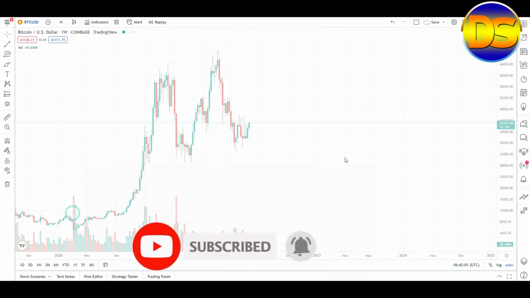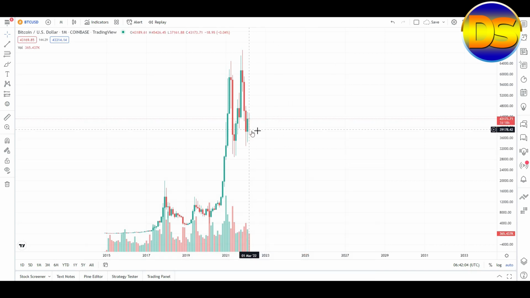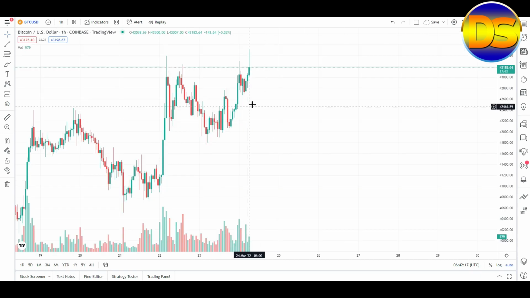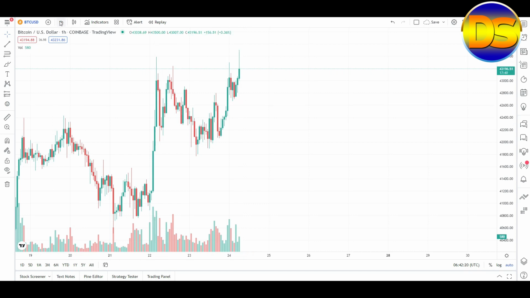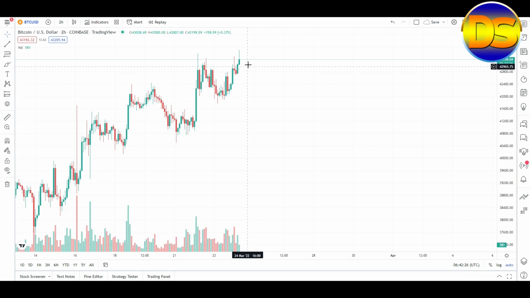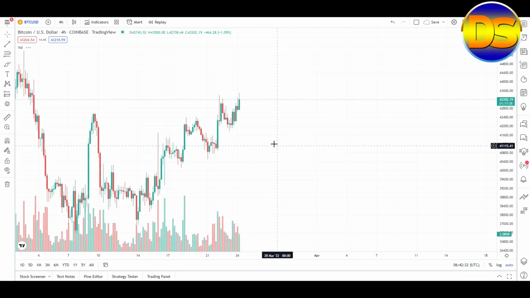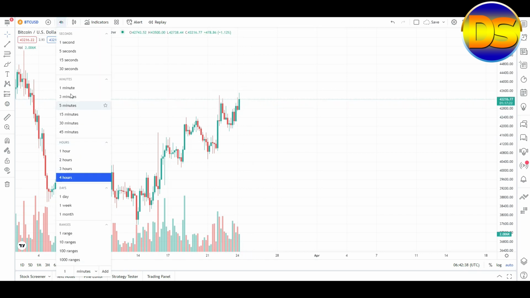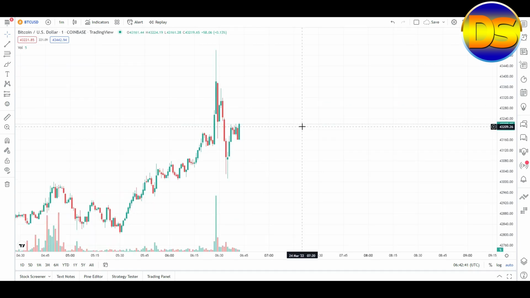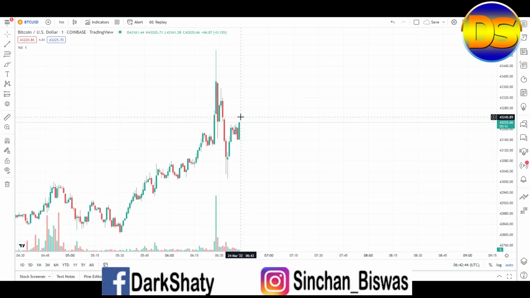If I also go to the 1 month chart, you can see the graph is going down, but it's not essential what is going on in the month. If I go to the 1 hour chart, you can see the graph is going up. If I go to the 2 hour chart, you can see the graph is going up. If I go to the 4 hour chart, you can see this graph is going up. If I go to the 1 minute chart, you can see this graph is going up.